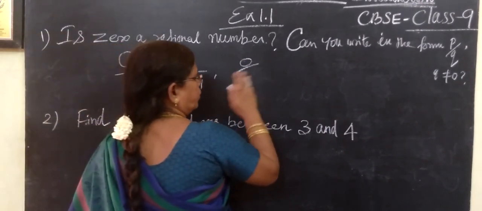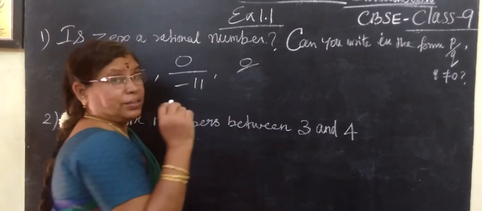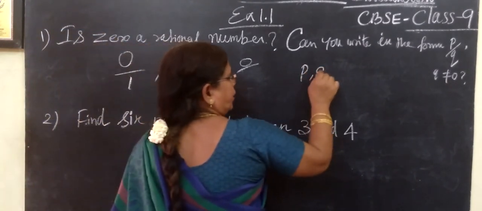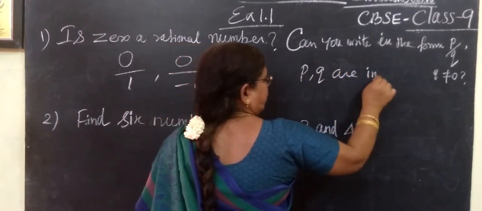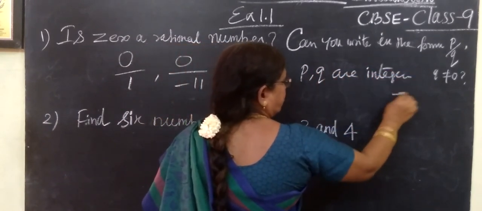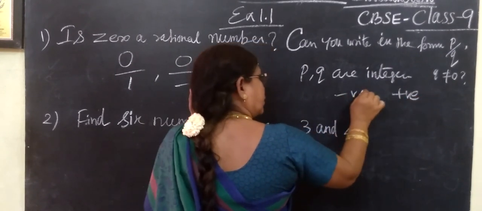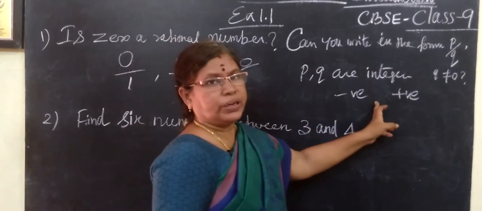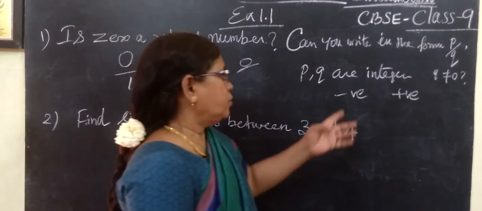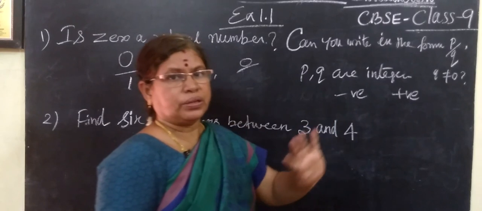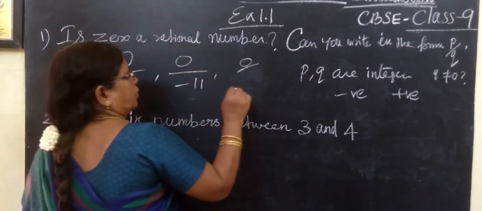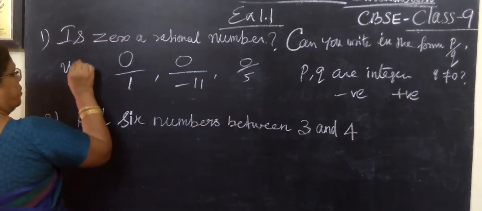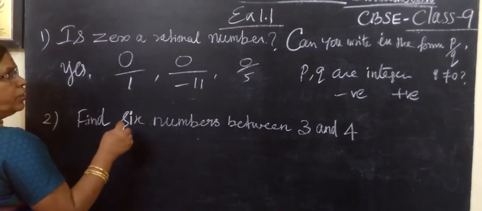So no need to confuse it, because this is wrong. What I have written is wrong, because both p and q are integers only. Integers means positive number or negative number, except 0 we won't take for q, because q is not equal to 0. So you can take these two numbers, not fractions. So the answer for this: yes, 0 is a rational number.